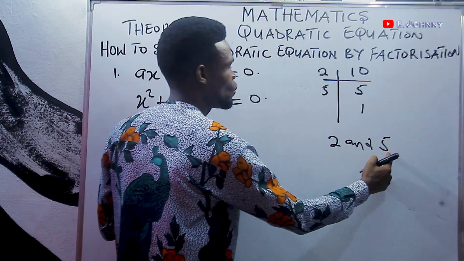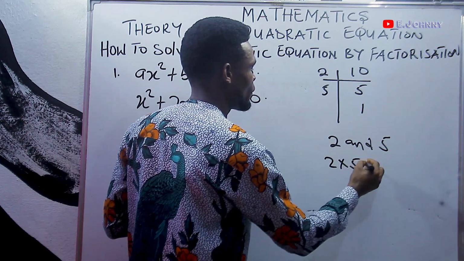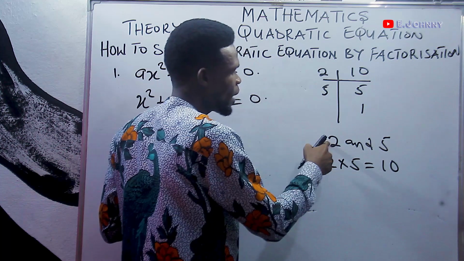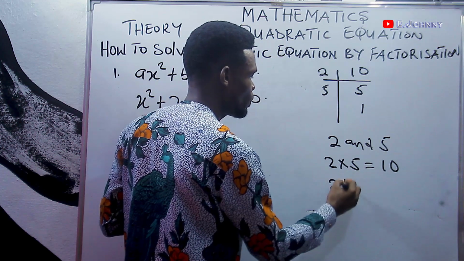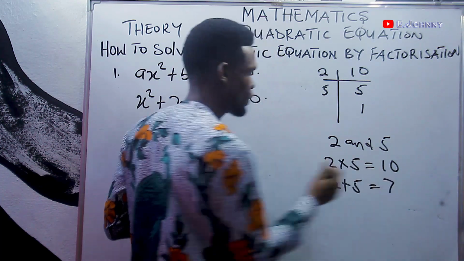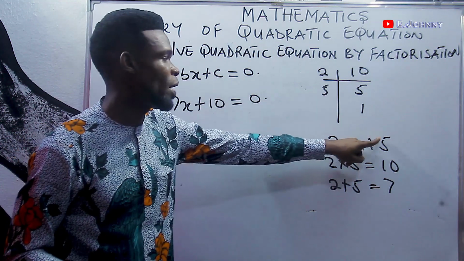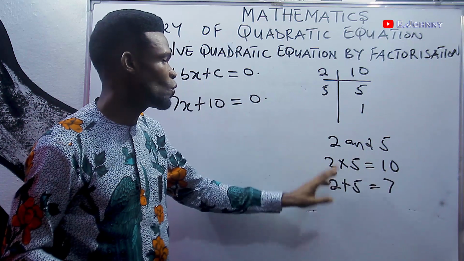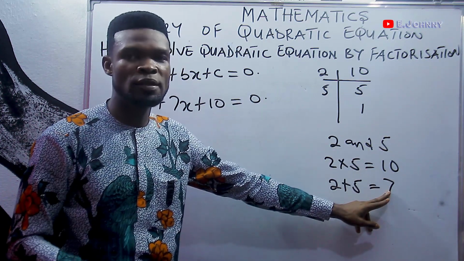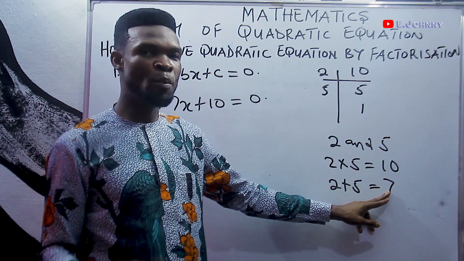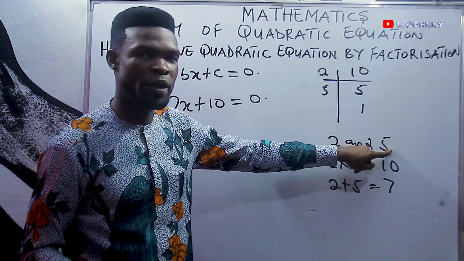Let's multiply these two numbers: 2 times 5, the answer is 10. Let's add these two numbers: 2 plus 5, the answer is 7. So you can see that we multiply 2 and 5 to obtain 10, and we also add 2 and 5 to obtain 7. It therefore means that the two numbers are 2 and 5.